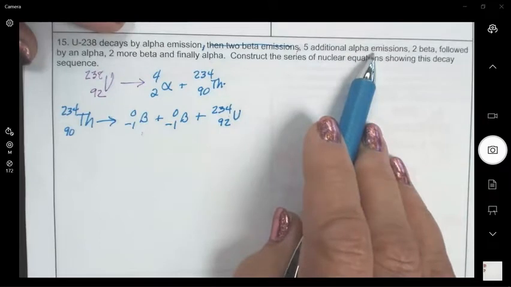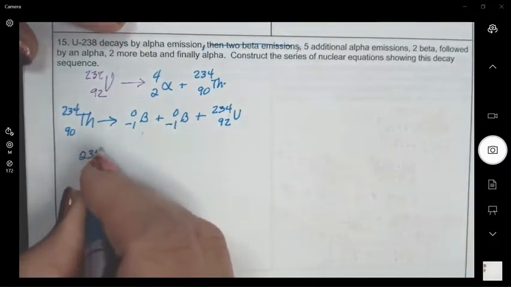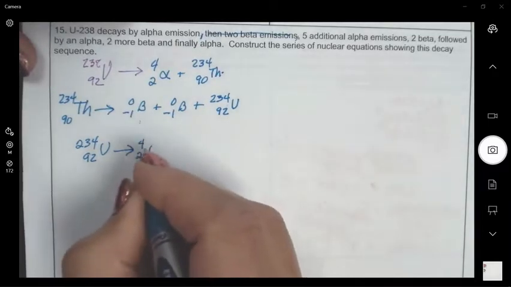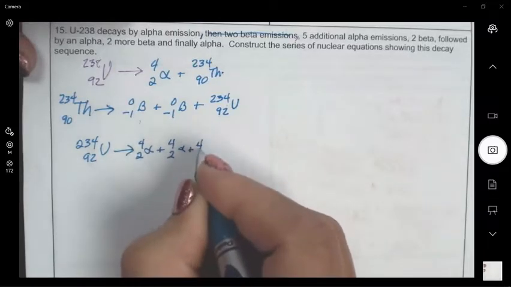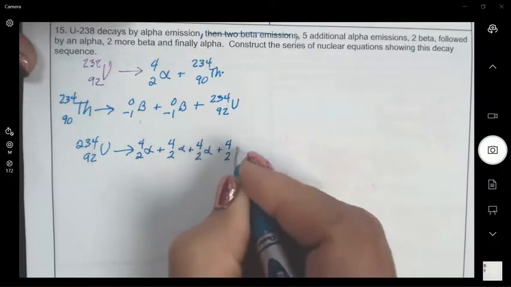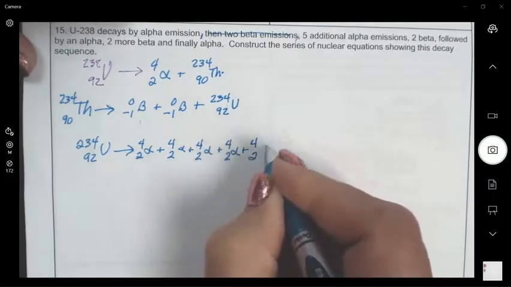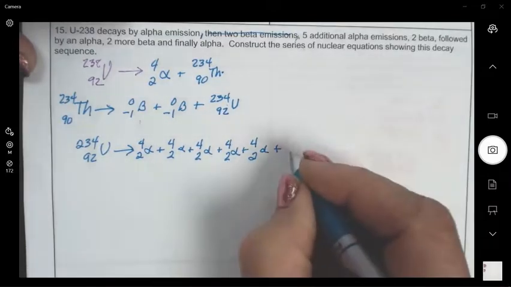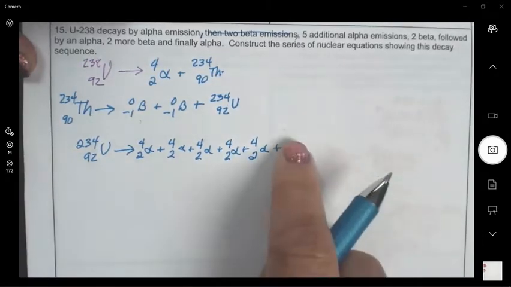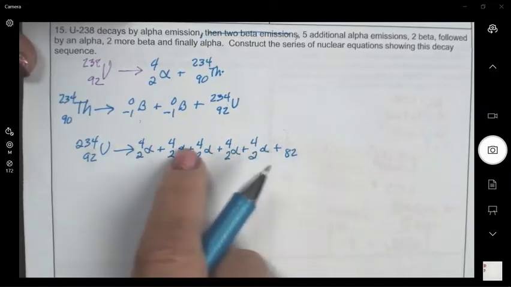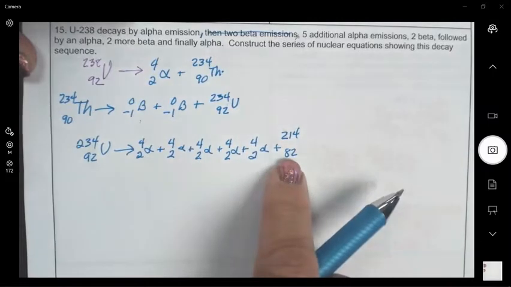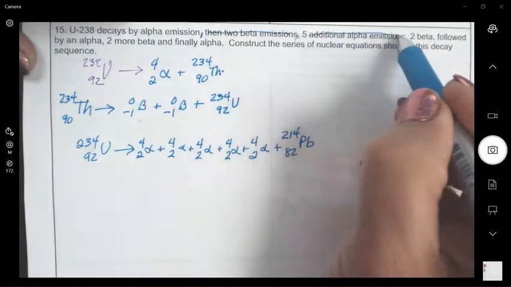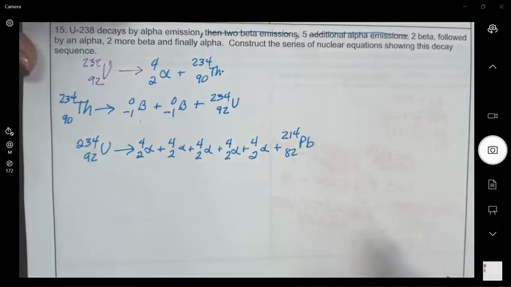Then it says 5 additional alpha emissions. So now we have uranium-234 decaying by 5 additional alphas. So you have a 4-2 alpha and 4-2 alpha and 4-2 alpha and another 4-2 alpha and another 4-2 alpha. So what's the daughter going to be? The bottom is 10, so this must be 82, because 82 plus 10 is 92. And 4 times 5 is 20, so that would be 214. And what element is number 82? Lead. So that is the 5 additional alpha emissions. Does this make sense how to do this, guys? Do I need to do the whole thing?